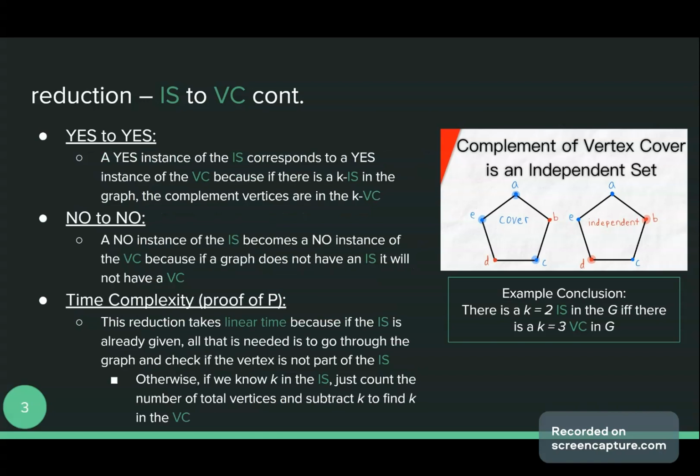And now we're going to go deeper into the time complexity of this. This reduction takes linear time, because if the independent set is already given, all that is needed is to go through the graph and check if the vertex is not part of the independent set. This is assuming that these vertices are marked. If they are not marked, if we only know the size k of the independent set, we just need to count the total number of vertices in the graph and subtract k to find the number of vertices in the vertex cover. And this is why it only takes linear time, and therefore a proof of P.